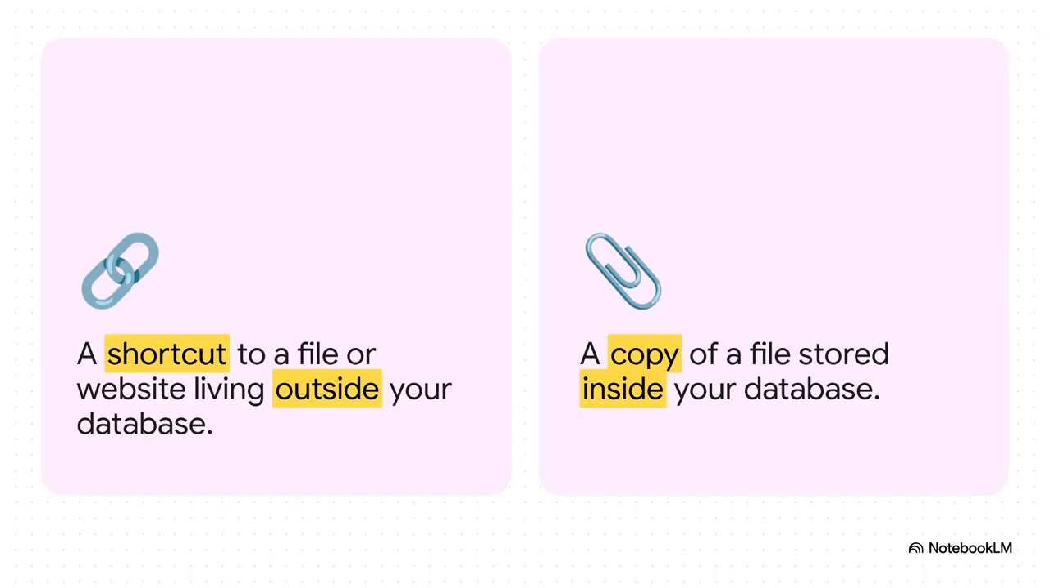A hyperlink, think of it like a shortcut on your desktop. It just points to something that lives somewhere else. An attachment, though, that's like taking a physical document and stapling it right into your file. You're actually storing a copy inside the database itself.